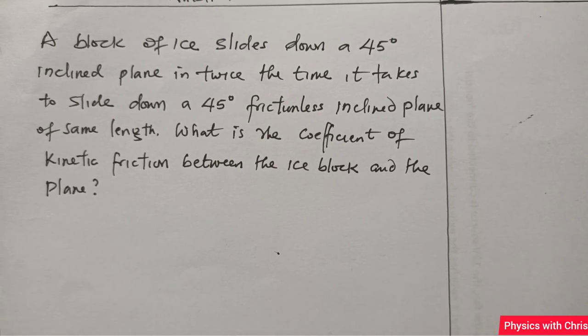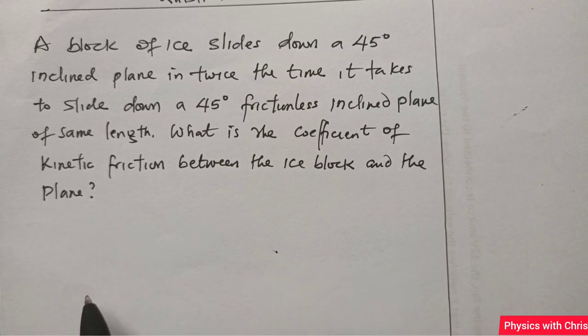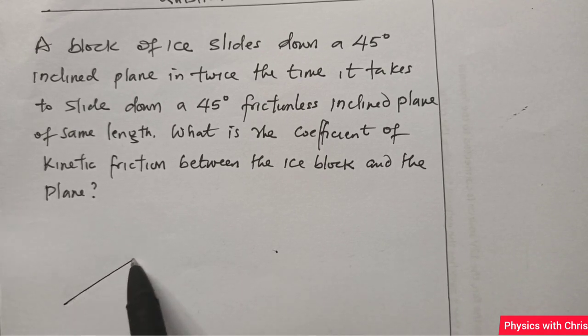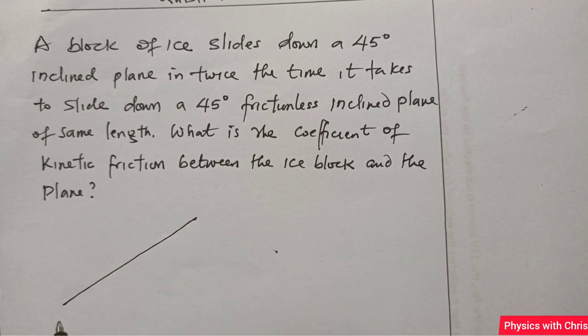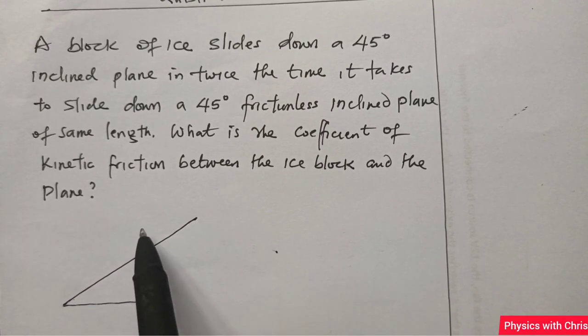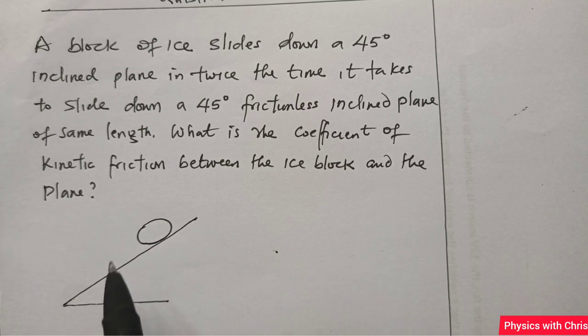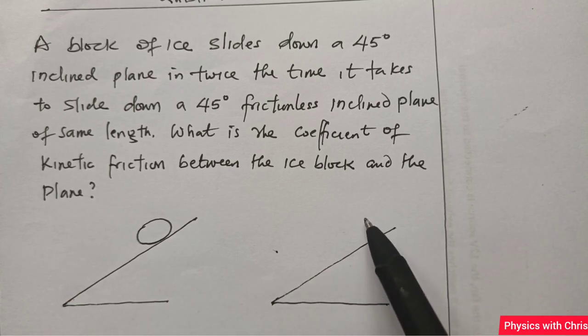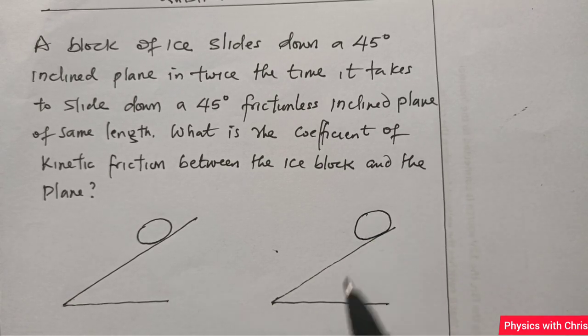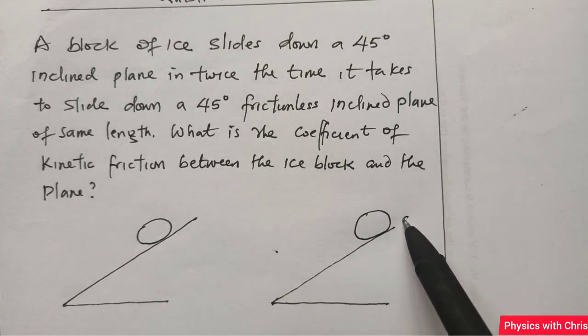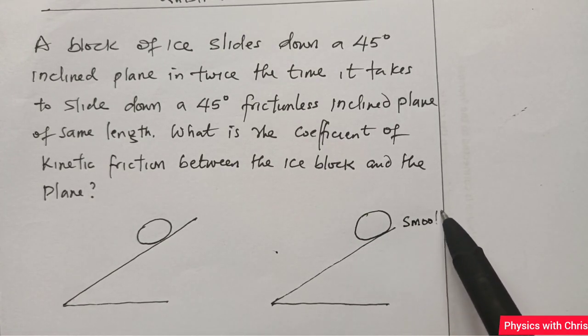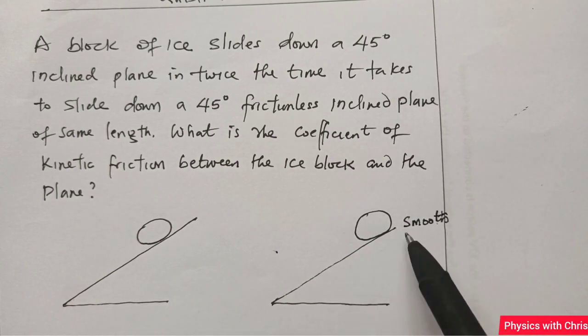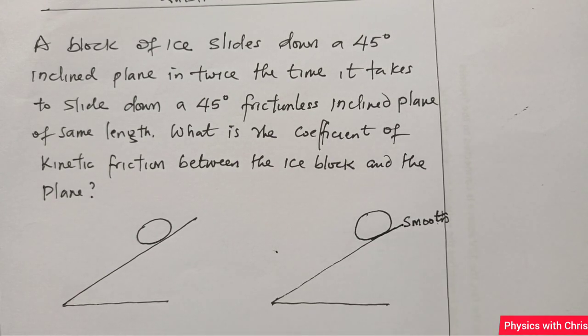Okay, let me just illustrate it using these diagrams. It means that there are two different inclined planes of the same length. Okay, one of them is smooth, the other one is having some frictional force acting between the plane and the ice block. Okay, let's say this is a block of ice. Let's call this one the smooth inclined plane. There's no frictional force acting between the surface and the block of ice. That's assuming the frictional forces are negligible.